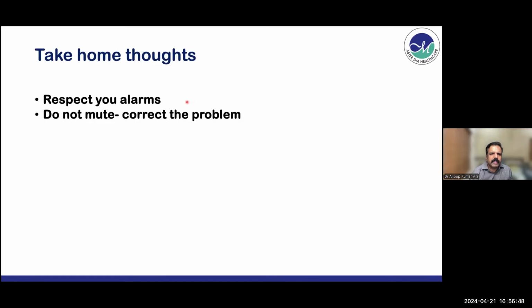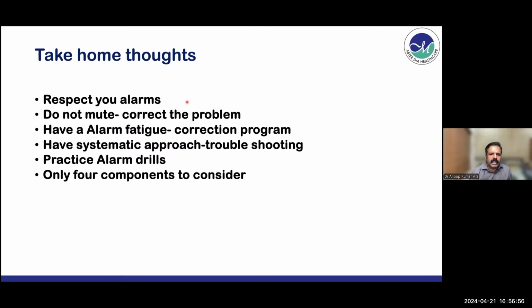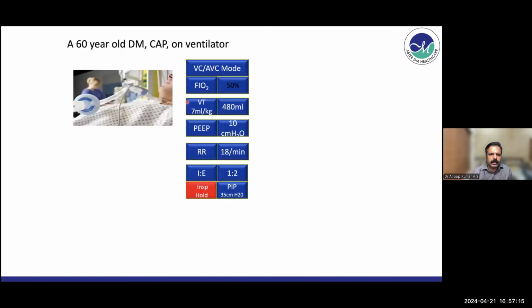Then you have other take-home thoughts. You have to always respect your alarms. Do not mute them; you have to correct the problem. Have an alarm fatigue correction program. Have a systematic approach in troubleshooting. Practice alarm drills. That is very, very important. You have to go back and do that along with learning the basic concepts. Only four components to consider, as I've already told, repeatedly saying: patient, tubing, ventilator, and the circulatory part.